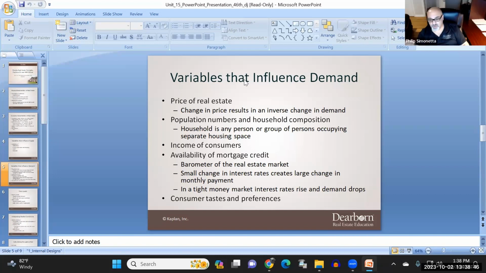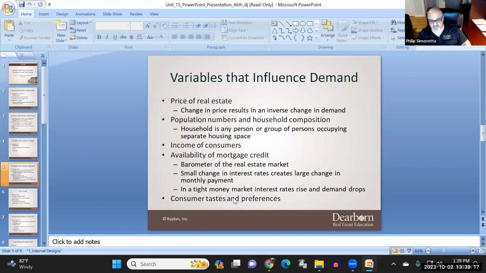Right now, the rates are so high. People are like, whoa. You're like, hold on, right? It's a barometer of the real estate market. A small change in rates creates a large change in payment. Remember I just showed you? Today, we just looked earlier. You're talking $1,100 more for a house than 6 months ago. Same house, same dollar. Huge, right? In a tight money market, interest rates rise and demand drops. That's what we're living in right now. Rates are high. Demand's down. Prices haven't fallen yet. They're coming.